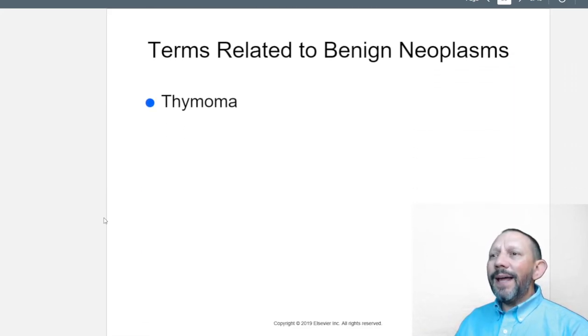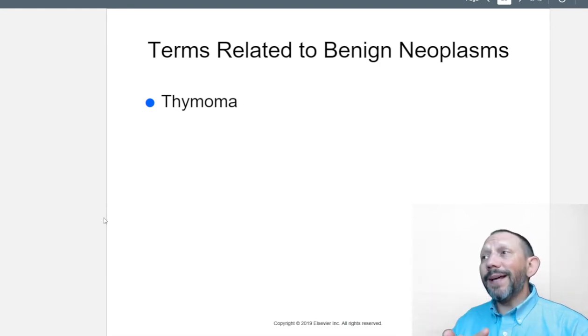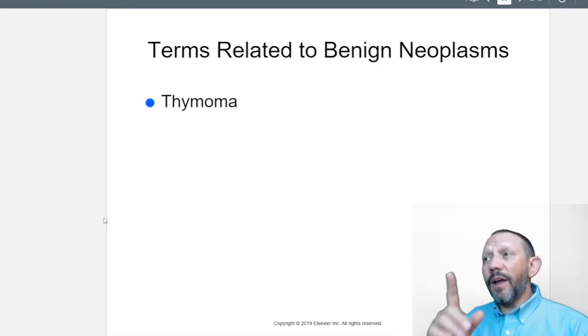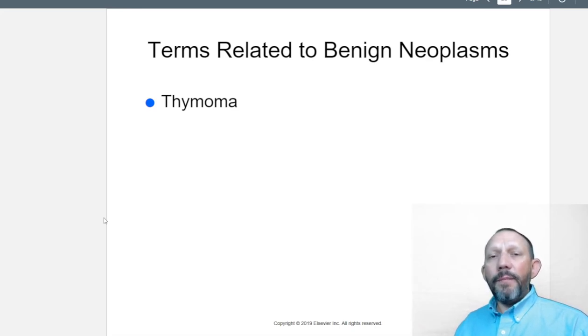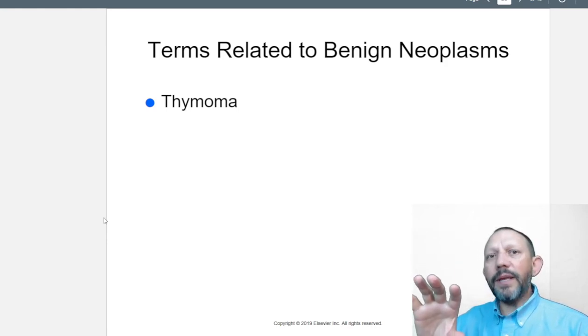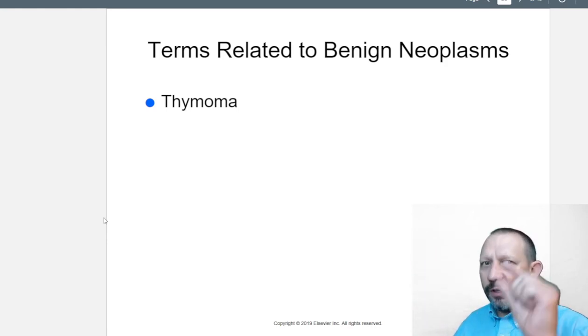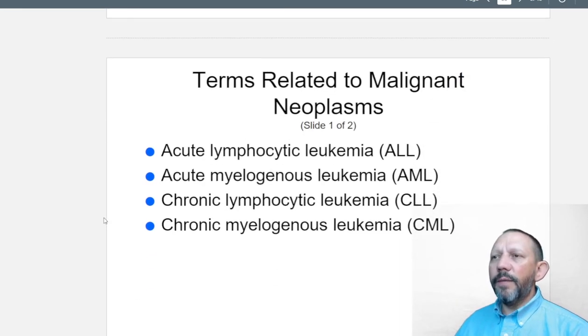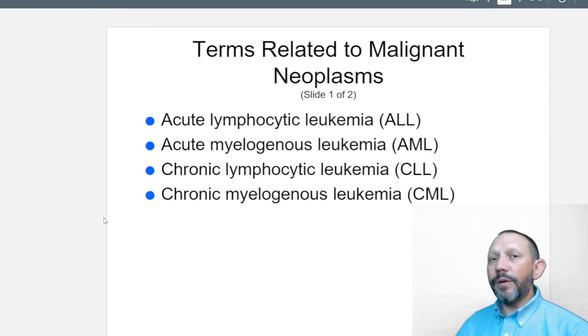Terms related to benign. Benign means it's okay. Neoplasms is new growth. So a benign, not bad new growth would be a thymoma, which is the thymus gland, which is right beneath this bone here. It's relatively large in a baby and it gets smaller as you get older. So it's only a little wisp by the time you're an adult. It has to do with T cells, actually, the maturation of T cells.